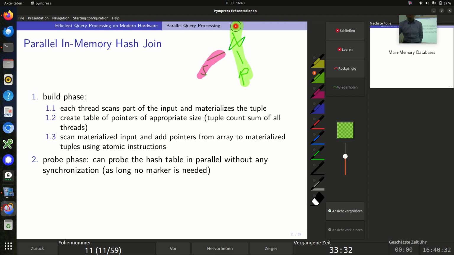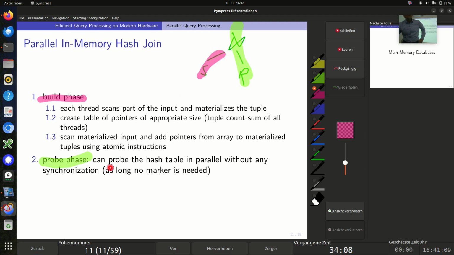It's not a full pipeline breaker, because the other side can continuously produce tuples, but one side breaks the pipeline. Okay, so the build phase, that's the red one. Each thread scans part of the input, materializes the input, creates a table of pointers of appropriate size, scans the materialized input, and adds pointers from the array to the materialized tuples using atomic instructions. You just have to do it on the left side.